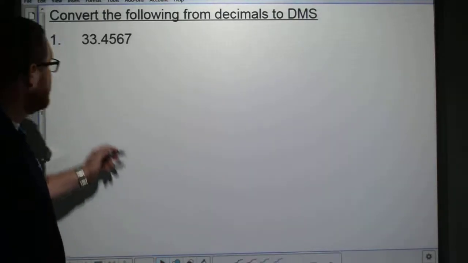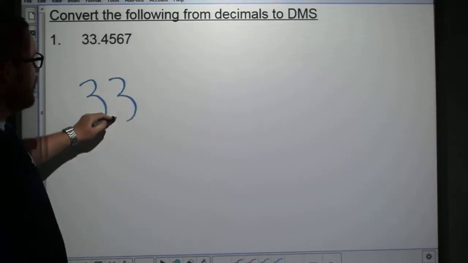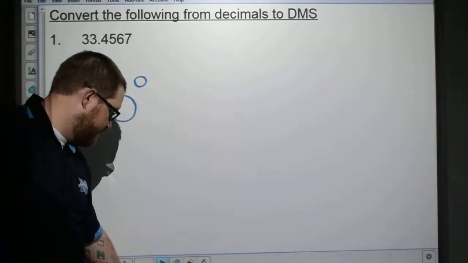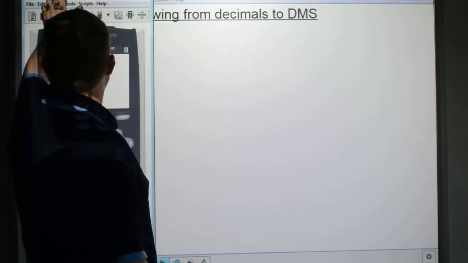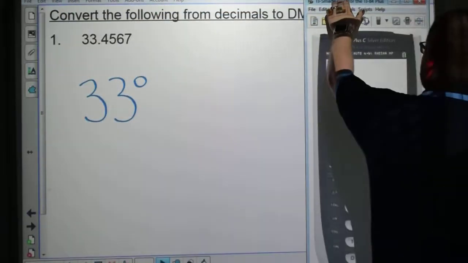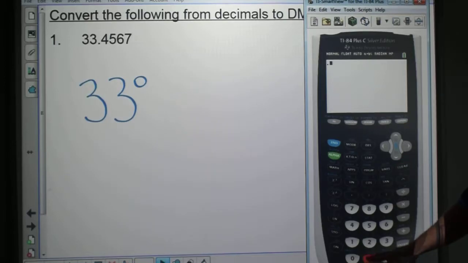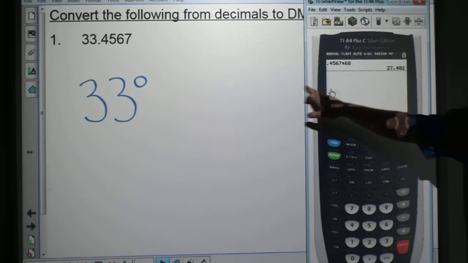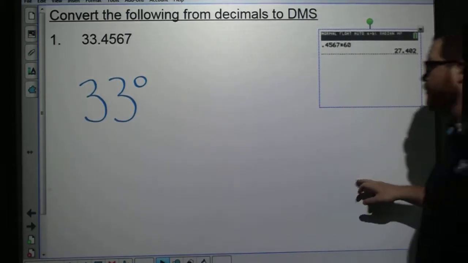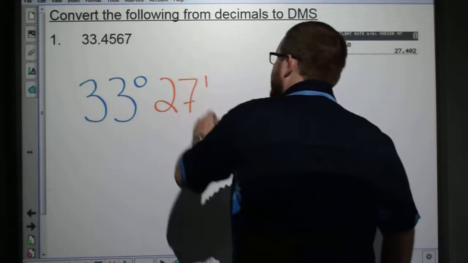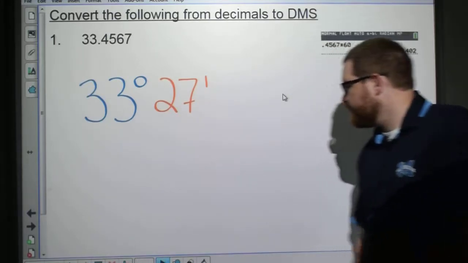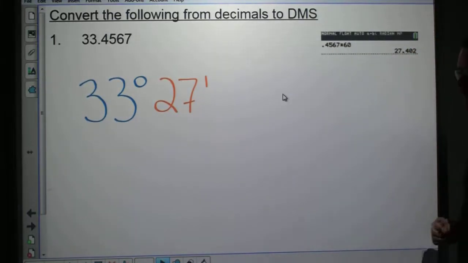The first thing I'm going to do is write 33 degrees, because the whole number of degrees isn't going to change. Then I'm going to take my decimal, 0.4567. I'm going to multiply it by 60. And that's going to give me 27.402. That means the 27 is the number of minutes I have. I still have 0.402 left over.